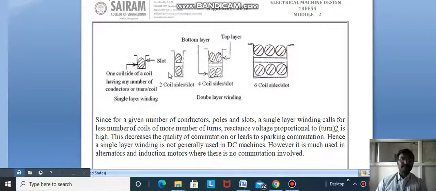Here is one coil side of a coil, having any number of conductors or turns per coil. In a single layer winding, a single coil is wound. Here there are two coils per slot, and this one has four coils per slot, which is the double layer winding, with an upper layer and a lower layer. Here, there is only a single layer.